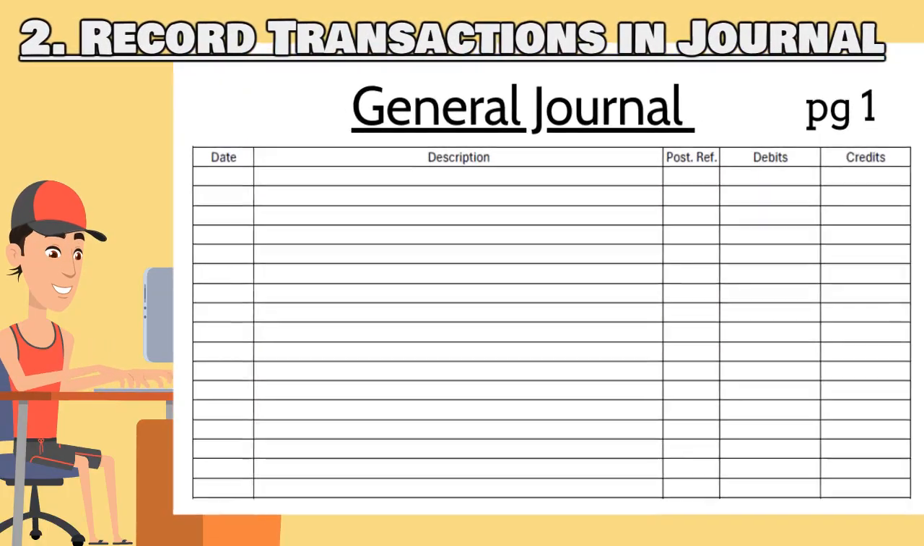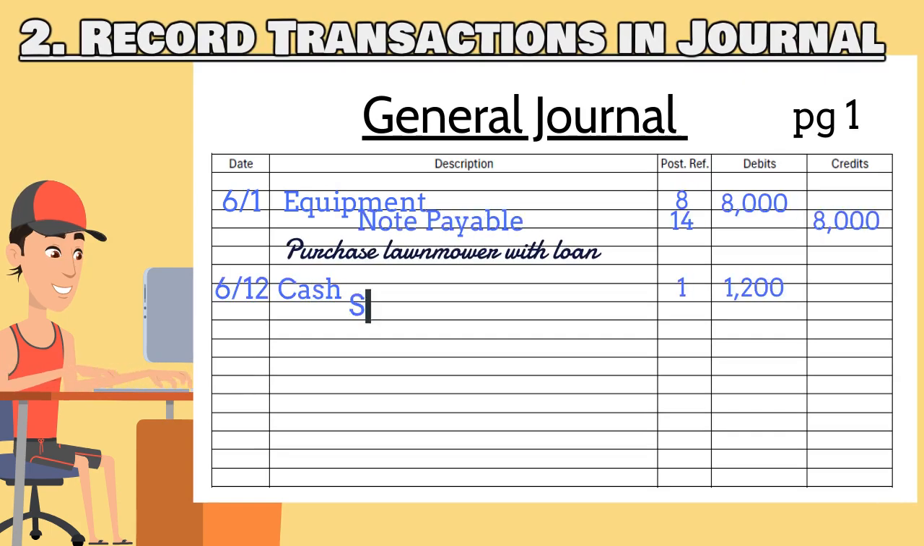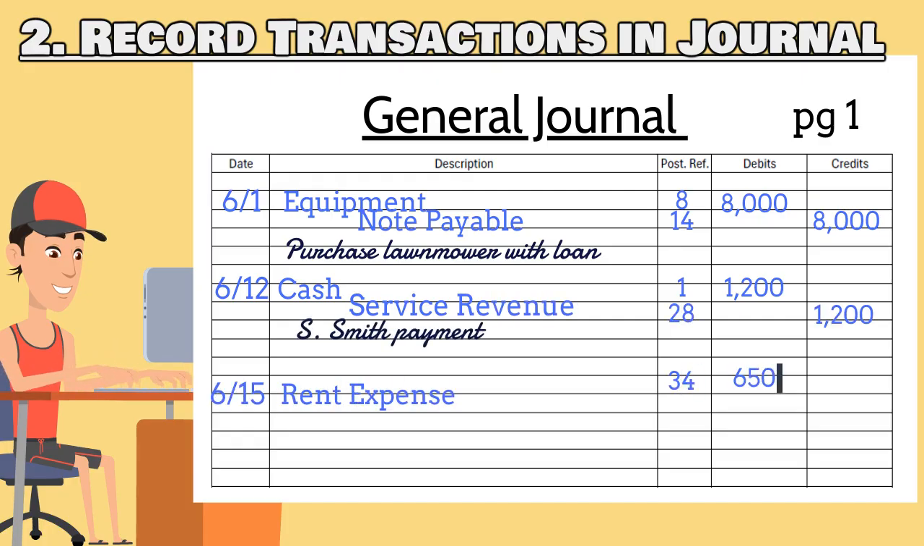We record all those transactions in the general journal, and they're called journal entries. The date is recorded, debits first, then credits are indented next, along with a description for each transaction. The posting reference column leads us to our next step. It is a cross-reference to the ledger.